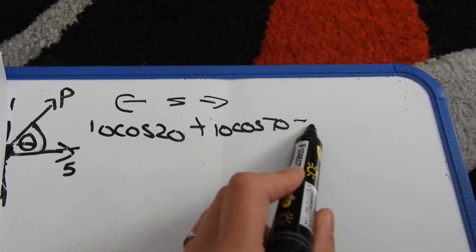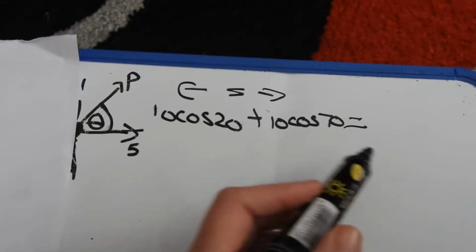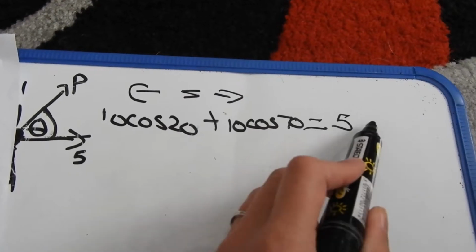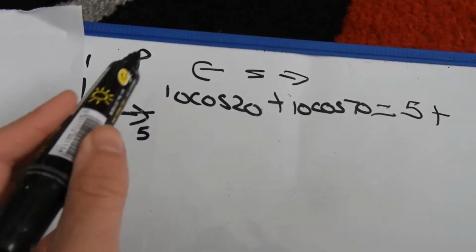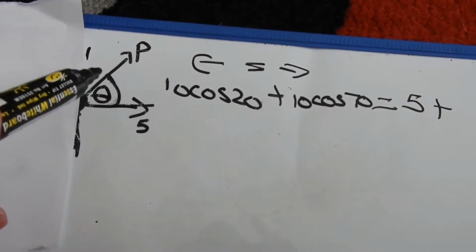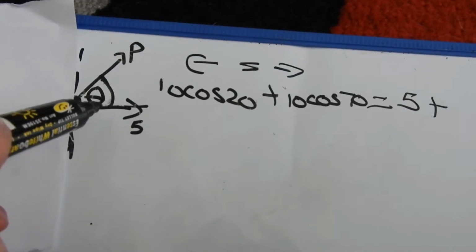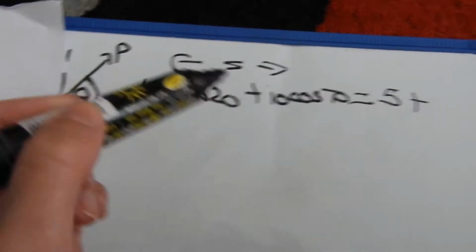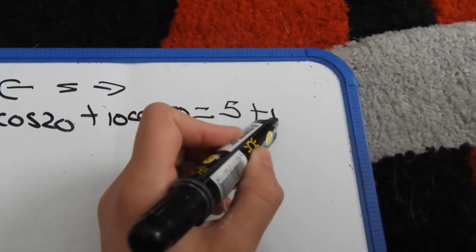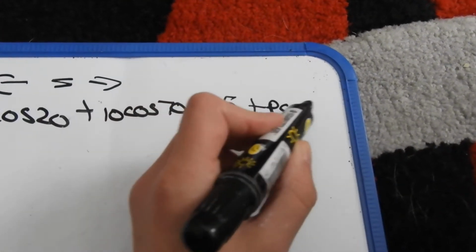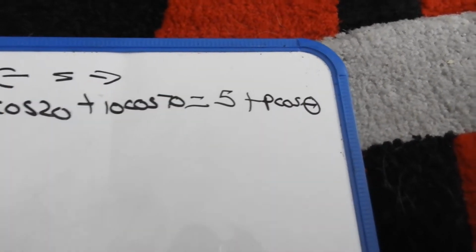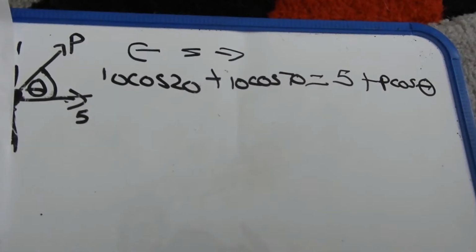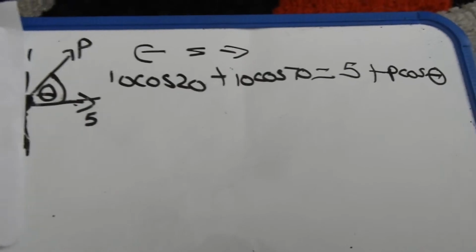Now going to the right. So may as well put my equal sign in. We have 5 newtons plus, now this is our unknown force P and it's acting at an angle of theta. So it's the angle to the horizontal line. So it is going to be P cos theta. Okay, so that is what goes to the left is equal to what goes to the right.